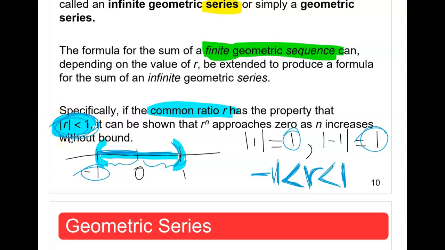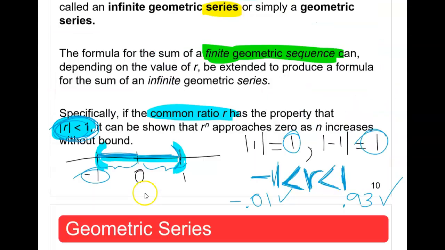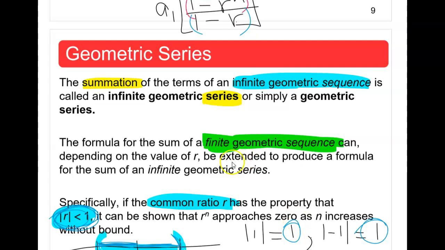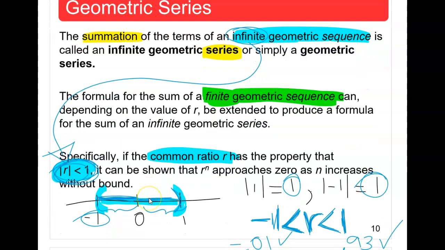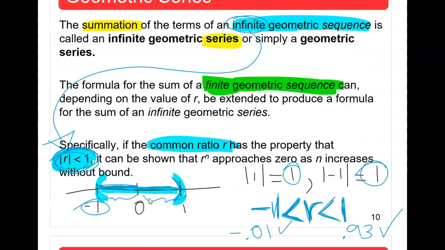So any other negative fraction that is smaller than 1, or decimal, for example -0.01, that will be okay. Or for example, 0.93, that will also be okay. So only for infinite, only the ones that have a common ratio like that, whose absolute value is less than 1, then those could be added.